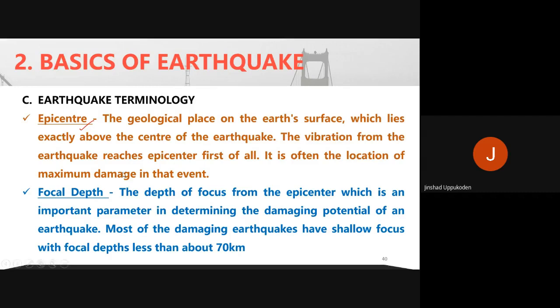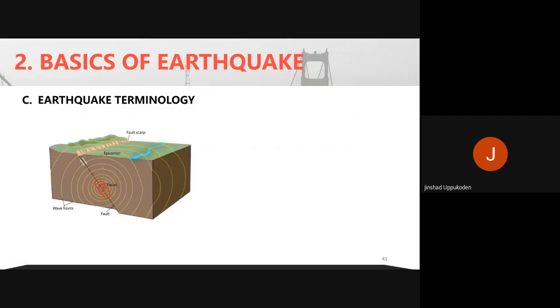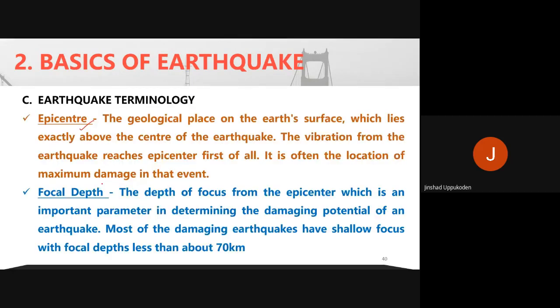Now focal depth is the depth from the epicenter to the focus. We call it focal depth. It also determines the damaging potential. If the focal depth is very large, then it becomes less intense. If it is very close to the surface of the earth, it becomes more intense. So the most damaging earthquakes will have focal depth less than 70 kilometers.